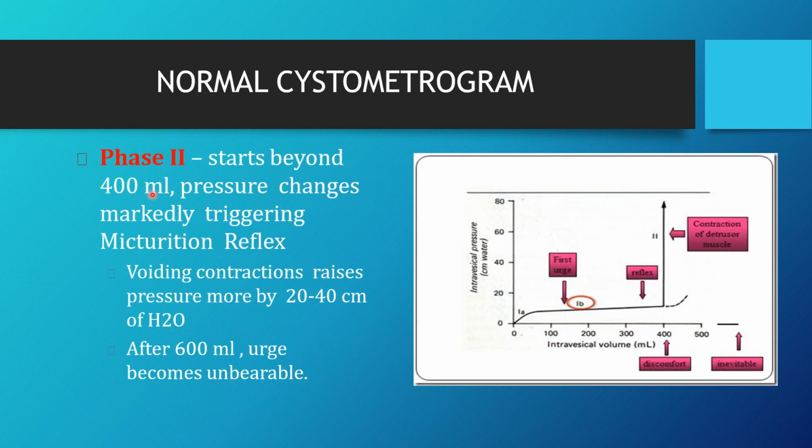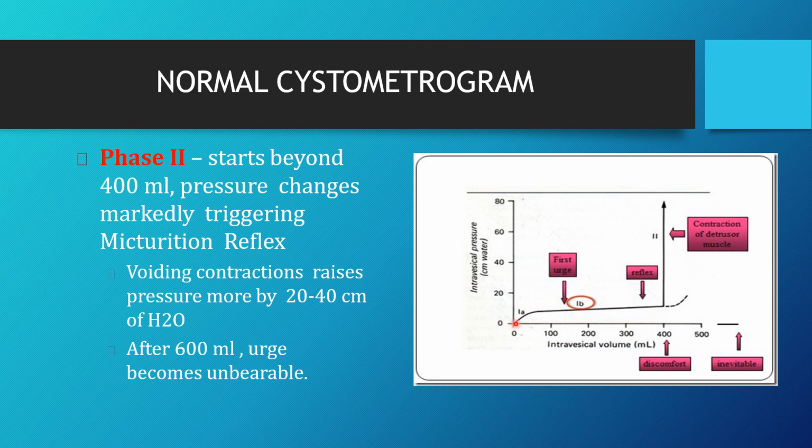Next, phase 2 starts beyond 400 ml. Pressure changes markedly, triggering the micturition reflex. So the pressure changes trigger the micturition reflex very much. Voiding contractions rise, and pressure rises by 20 to 40 centimeters of water. You can see the graph is going up. So the reflex starts and the contractions raise the pressure, and after 600 ml the urge becomes unbearable. After 600 ml it is inevitable, so the person has to evacuate the bladder immediately. So this is phase 2.